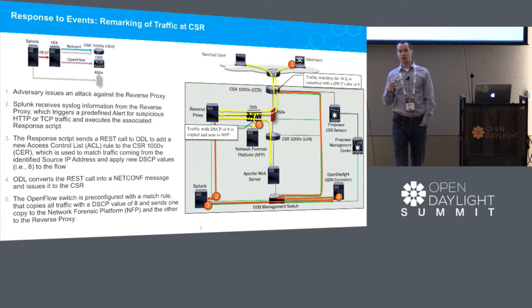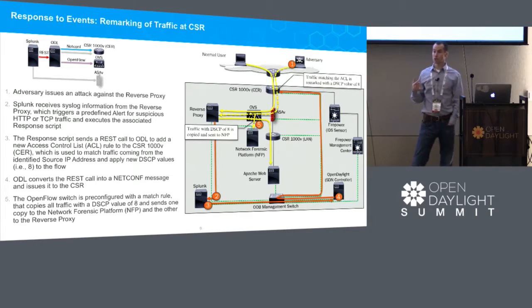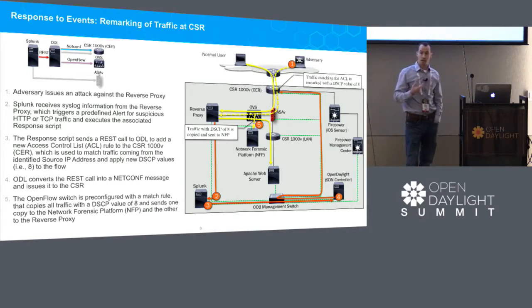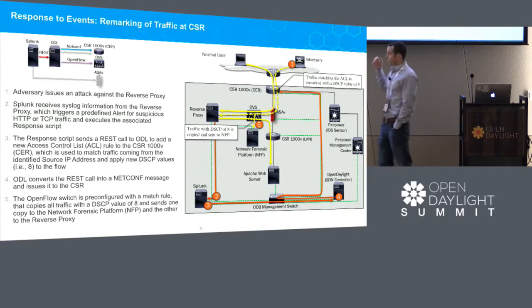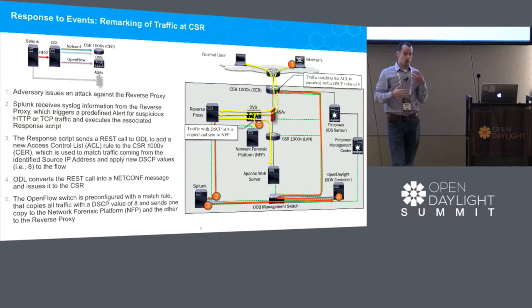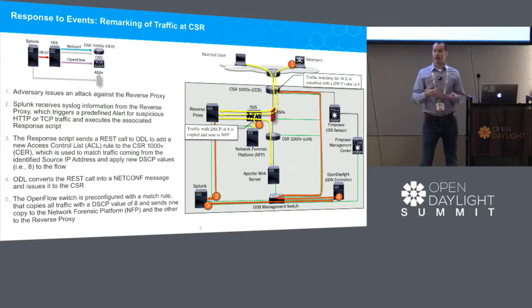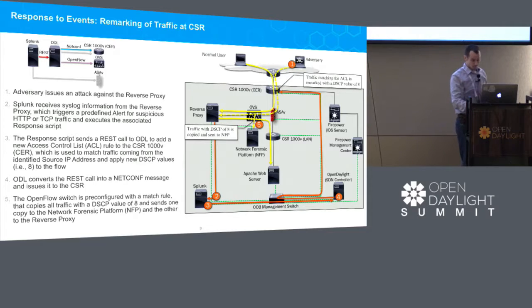Now, the ACL isn't a drop ACL. It's actually being used as a classifier and is classifying the data and marking it with a DSCP value of 8, the scavenger class. When that traffic gets to our Open vSwitch, we have a flow rule already pre-provisioned that matches on that DSCP value and mirrors that traffic to a network forensic platform, but still delivers that traffic also to the reverse proxy. So we're actually just at this point doing further analysis because we've identified that this might be malicious traffic, but we don't want to deny it yet.